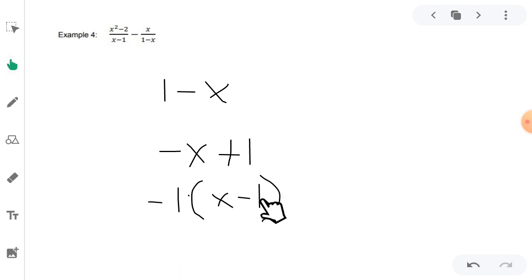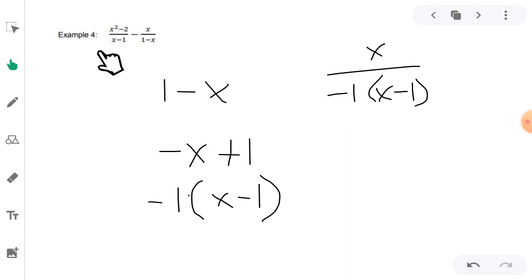So kapag na-factor na natin, we need now to simplify. Itong na-factor out natin na negative 1 times x minus 1 ay i-rewrite natin siya sa ating x over 1 minus x. Palitan natin yung 1 minus x ng negative 1 times x minus 1. So, x over negative 1 times x minus 1. So, para magkaparehas sila, ito doon sa ating x minus 1, we need to, so anong gagawin natin? We need to factor.